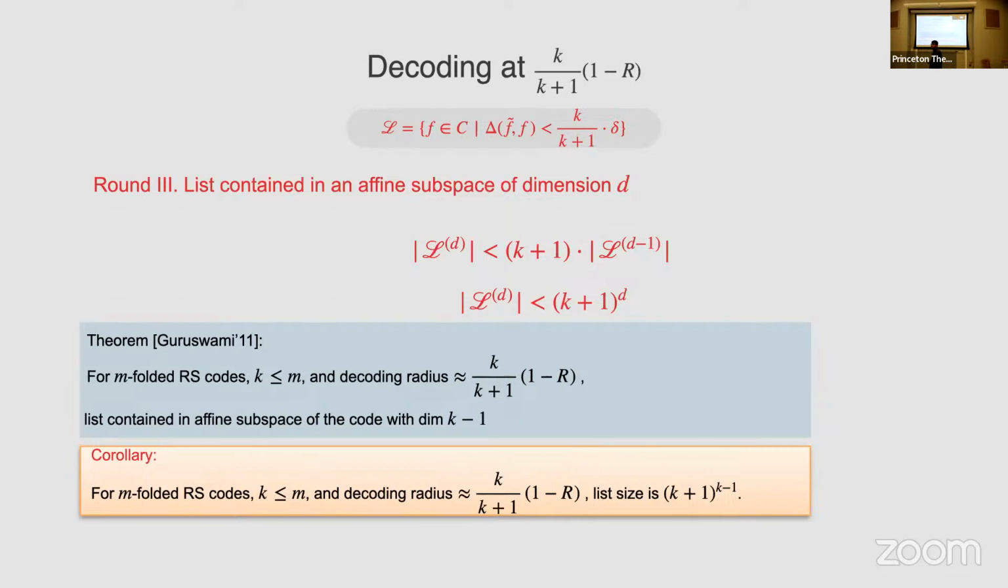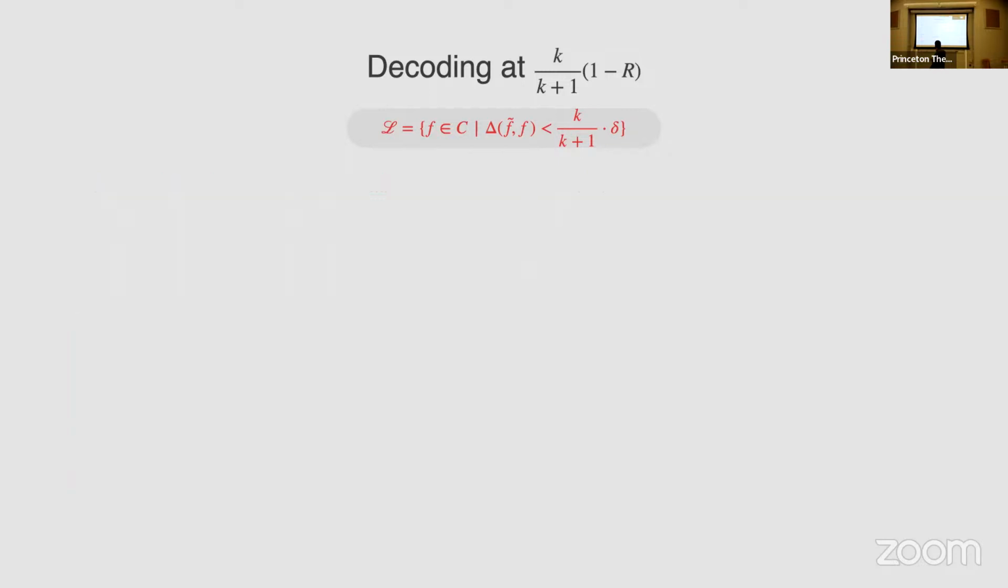Okay. But this still does not improve on the existing parameters. It gives a simplified proof of 1 over epsilon to the 1 over epsilon. What we want to do is get a poly 1 over epsilon kind of bound. And that would be round 4.